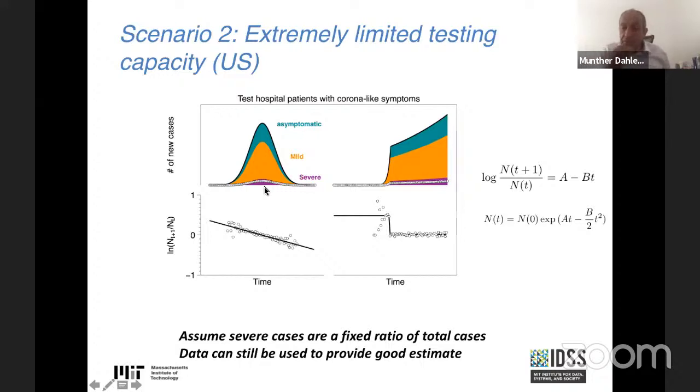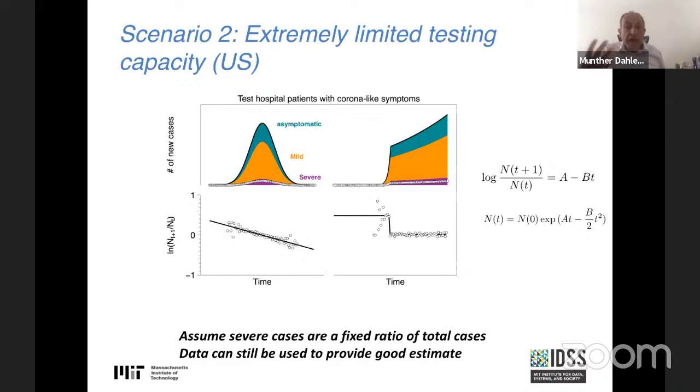Let's make an assumption. And this is, by the way, how a lot of data science works. The assumption I want to make is that the people with severe reaction are a constant fraction of all the people that are infected. Because of their age, because of pre-existing conditions, because of other things, there's a constant fraction of these people in the population. So the number of people that are severe is a constant fraction. All of a sudden, the data is very valuable.